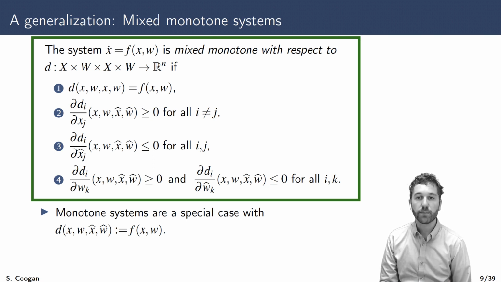Next, we require that the partial derivative of di with respect to each xj be non-negative whenever i is not equal to j. This is reminiscent of the condition on the previous slide for monotone systems. The third condition is that the partial derivative of di with respect to x hat j is non-positive for all i, j. And the fourth condition is that the partial derivative of each di is non-negative with respect to wk and is non-positive with respect to each w hat k. D is called a decomposition function for the system.